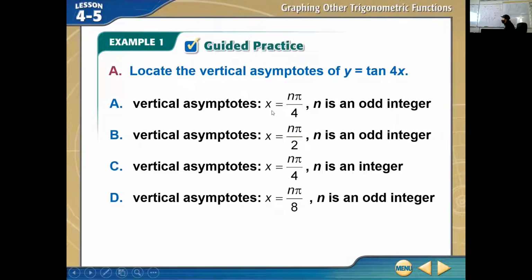Okay, so locate the vertical asymptotes of y equals the tangent of 4x. So remember what we want to do, and we can find a whole bunch of them. We'll find a whole bunch of them. So I have tangent of 4x.